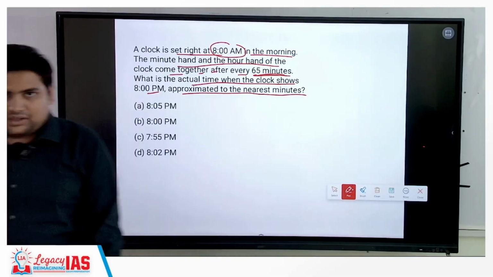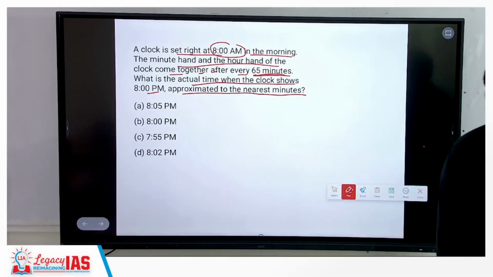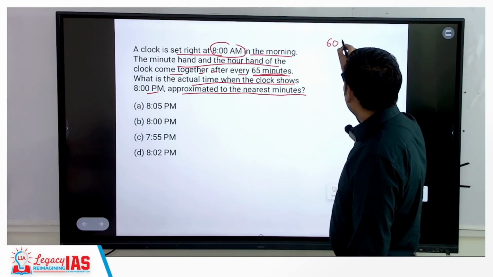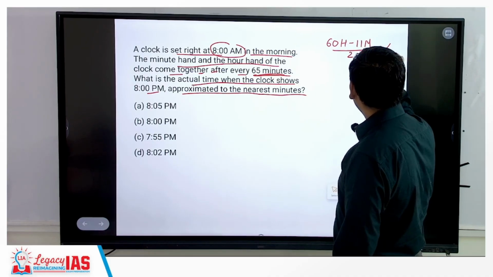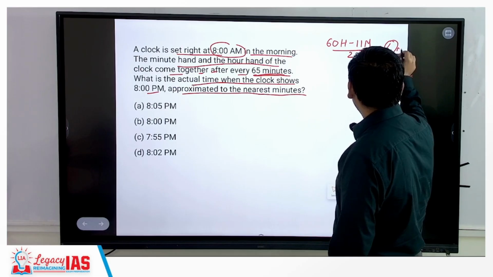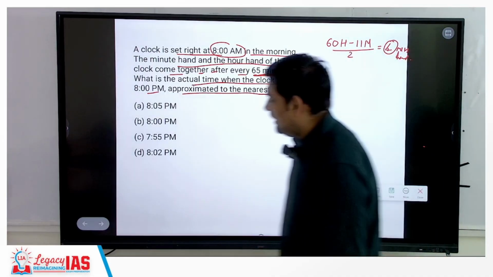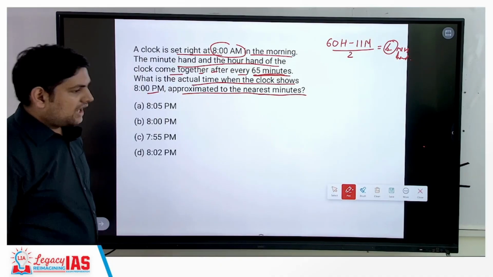Now understand one concept. There is only one formula in clock that you must have learned: 60H minus 11M by 2 is equal to the angle between the minute and hour hand. This you know. Now, time is not important for now. I'll first tell you what it says.